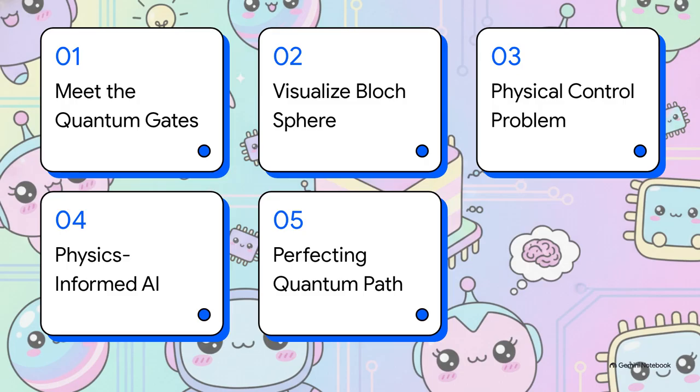Here is our roadmap for today. 1. Meet the quantum gates. 2. Visualize the Bloch sphere. 3. The physical control problem. 4. Physics-informed AI. And 5. Perfecting the quantum path.